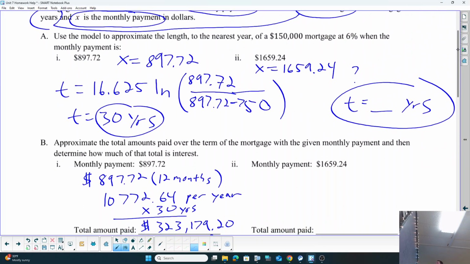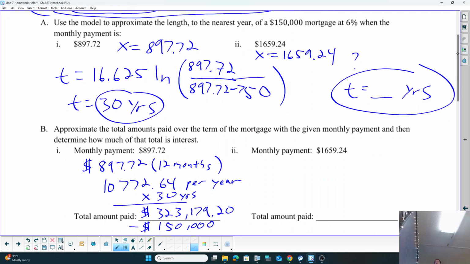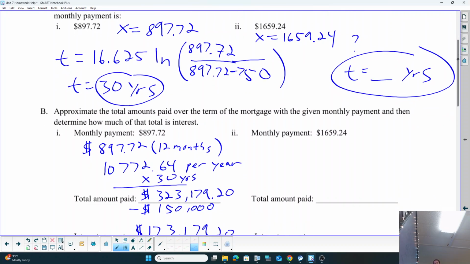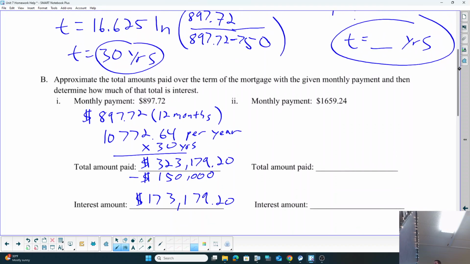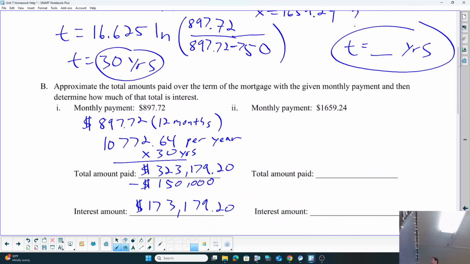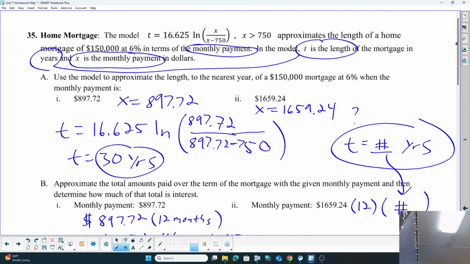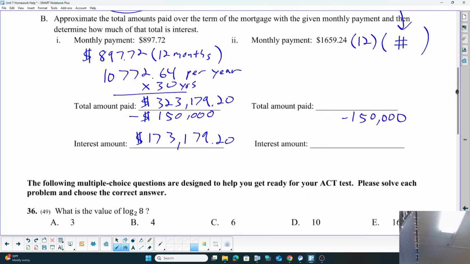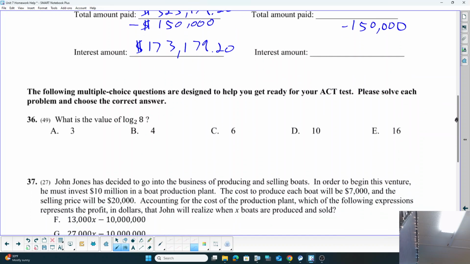Now you try the same thing. But this one is, if you pay more per payment, it'll take you less time to pay it off, so it should be less money. So take your $1,659.24, times it by 12 months, and then times it by the number of years, whatever that is. Then you'll get that answer, put it here, and minus your initial $150,000. So go ahead and finish up there on number 35, parts A and B. I bet that'll be on a test. So maybe we'll see.